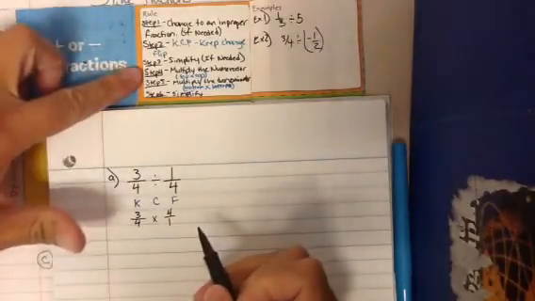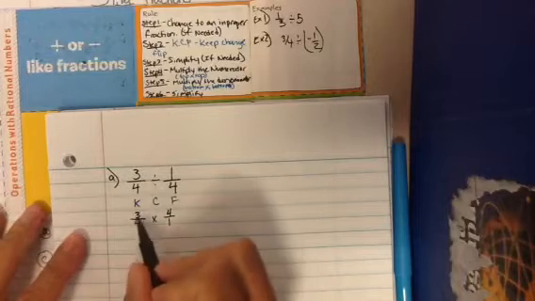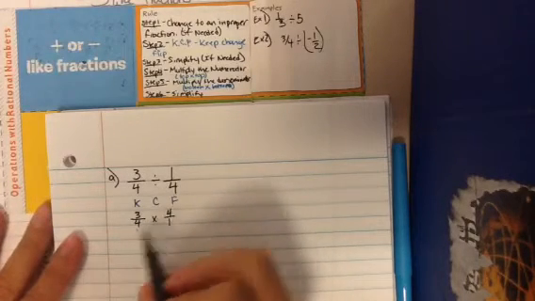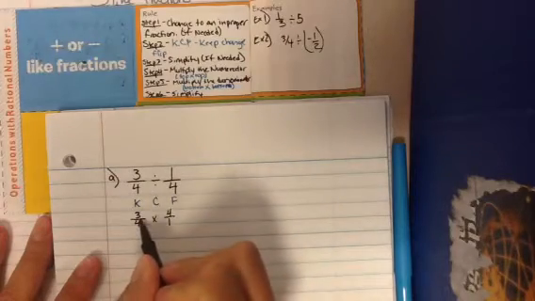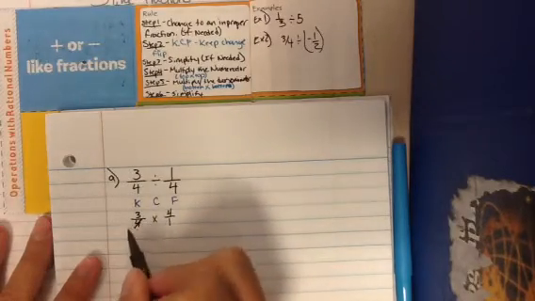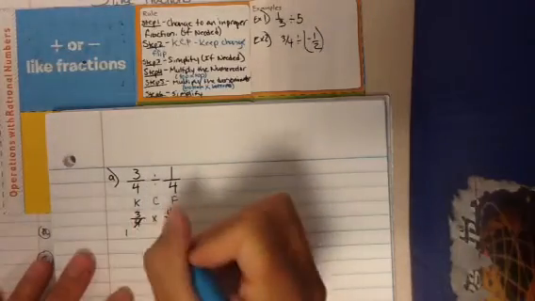Step 3 says to simplify. So we're looking at our numerators and denominators of both fractions and our cross ones. In this case, the 4 and the 4 can simplify by dividing by 4. 4 divided by 4 is 1. And 4 divided by 4 again is 1.